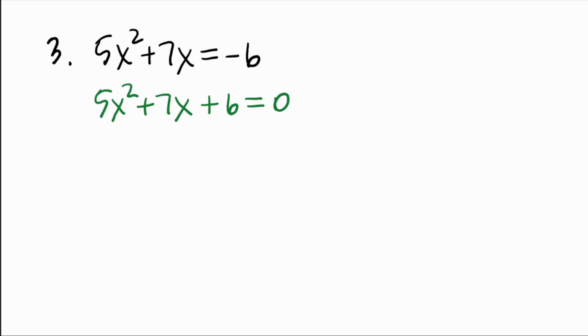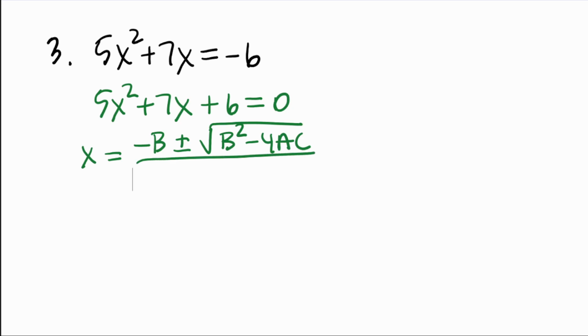If I had negative 30, maybe I could make that add up to positive 7 with one of them being negative, but that's not what I've got. So I'm not going to be able to work with that. I think I'm going to have to use the quadratic formula. So x equals negative b plus or minus the square root of b squared minus 4ac all divided by 2a.